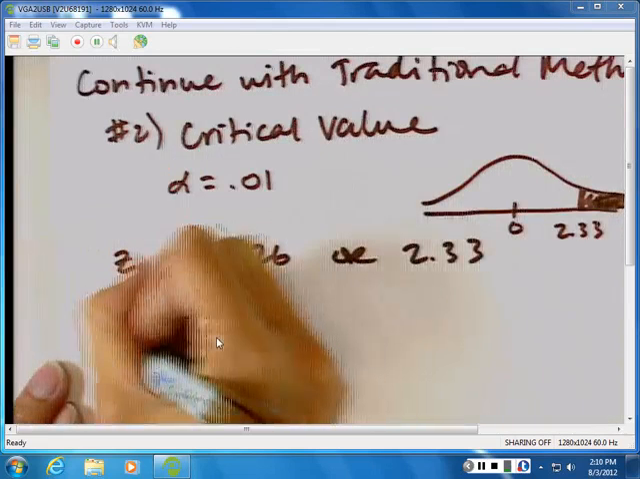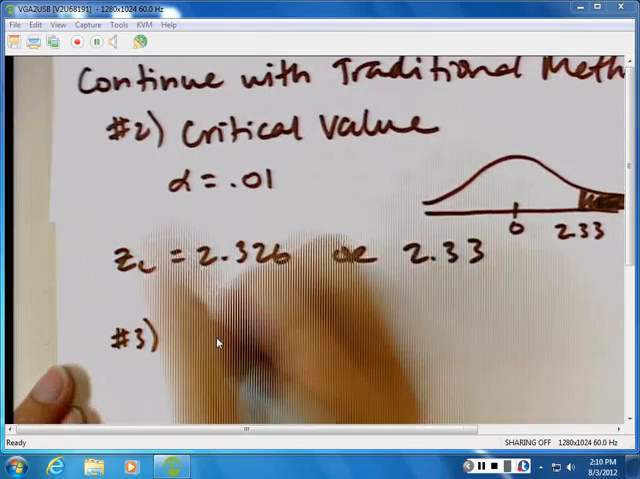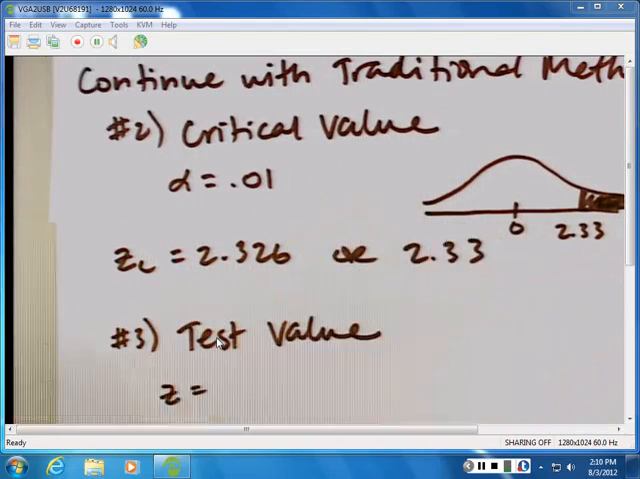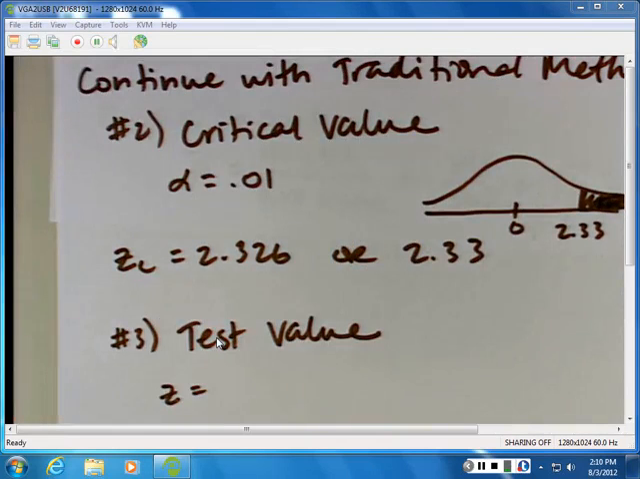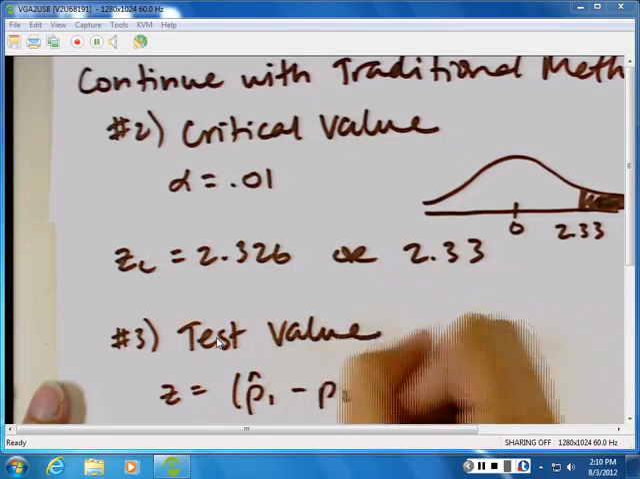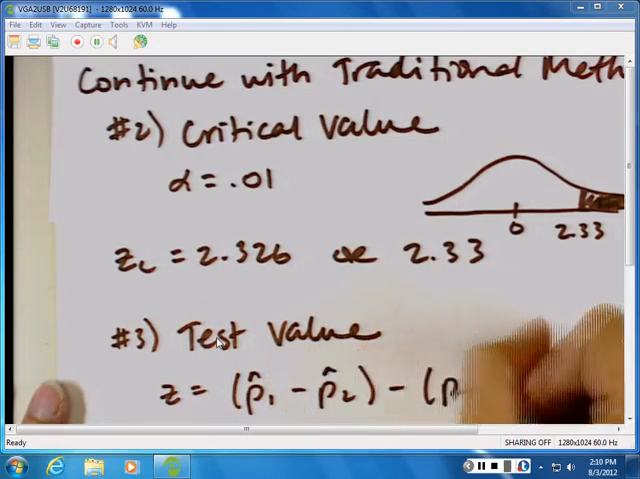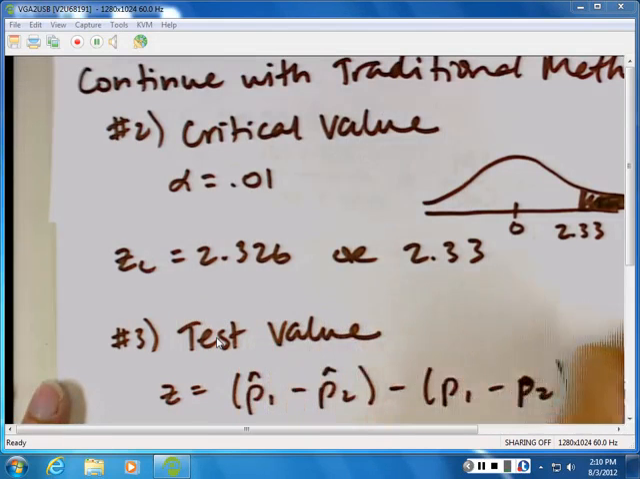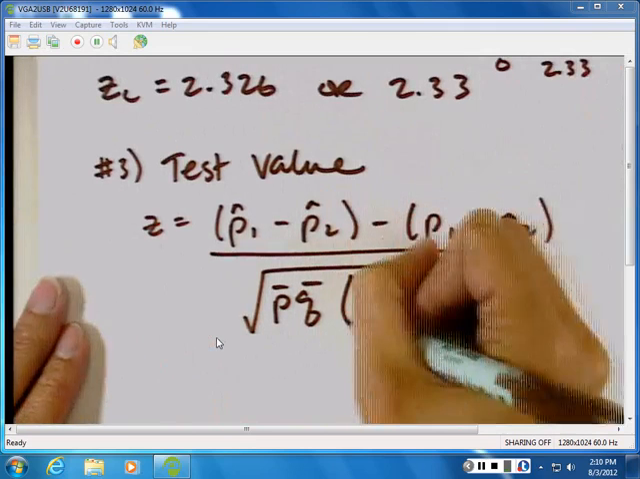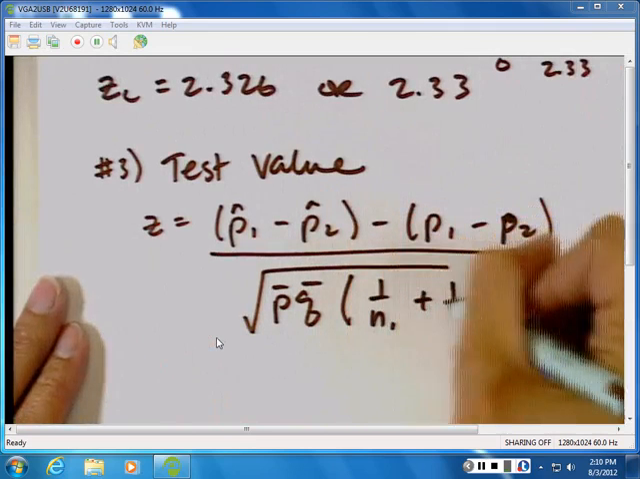Step number 3, test value. For the test value, I'm going to use the formula. I'm just going to copy this right off of my formula card. I don't have this memorized. I've got way too many other things in my brain to have this memorized. I'm going to copy this right off of the formula card. P1 hat minus P2 hat, minus (P1 minus P2), divided by the square root of P bar Q bar, parentheses 1 over N1 plus 1 over N2. Okay.